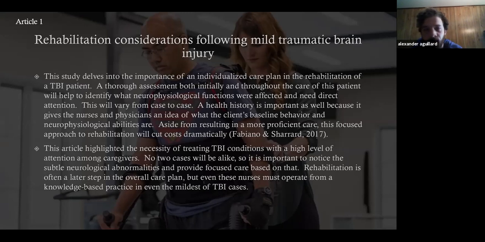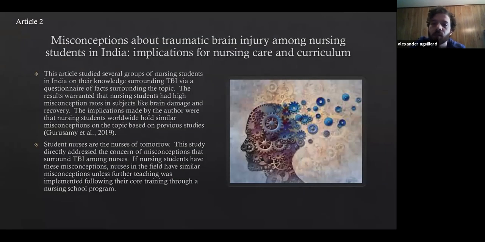Okay. The second article was on misconceptions about traumatic brain injury among nurses. I really found this article interesting because it was talking specifically about nursing students. It was in India, but a nursing student is a nursing student. The article studied several groups. There was a questionnaire that they were given, and it showed that there was a high misconception on bouncing back from a traumatic brain injury, on the permanence of it. There were misconceptions just about brain damage and the recovery in general.